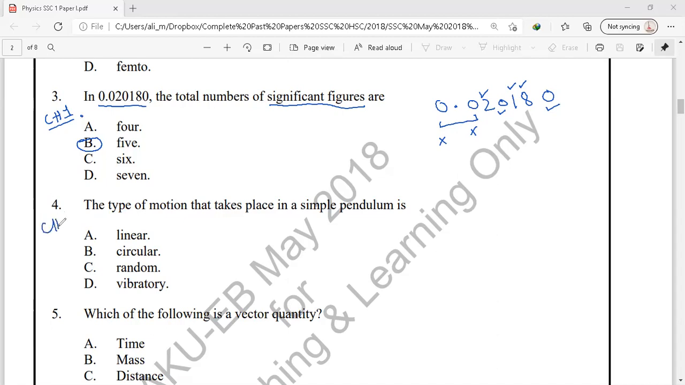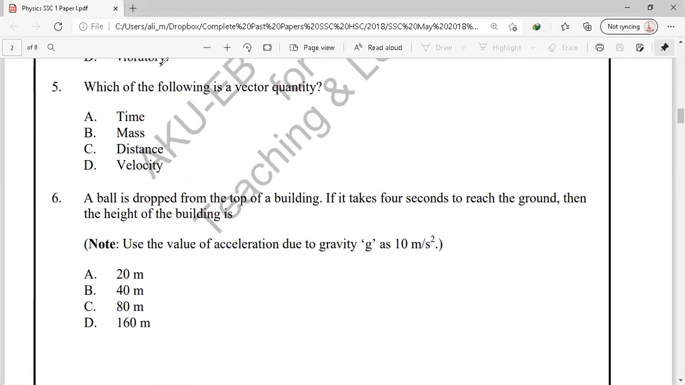This question number 4 is from chapter 2, Kinematics. The type of motion we have to identify in an example, that is simple pendulum. Simple pendulum हमने जो है वो study किया था that the type of motion in a simple pendulum, ये pendulum इस तरह से move करेगा इस position तक, then it will come back to its previous position. So the type of motion in the simple pendulum, as we have studied, is the vibratory motion. So the correct option for this question number 4 is option D. Let's move to another question, question number 5.